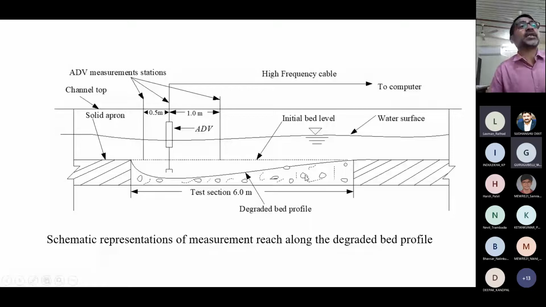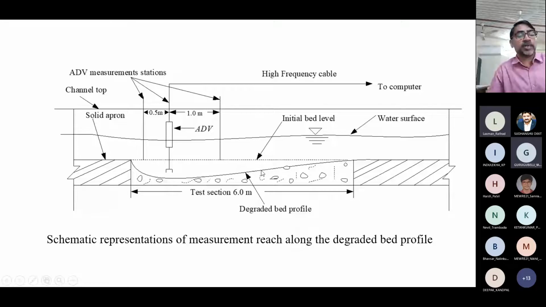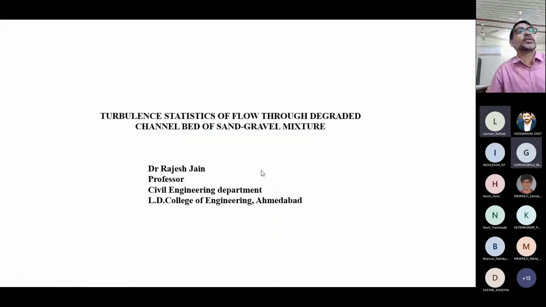So what we are discussing here is the turbulence statistics, all the turbulence characteristics which got developed in this degraded bed of the sand gravel mixture. So the preamble is confirmed. Do you know what we are going to discuss? That's what I have just taken from meanwhile. Yes, sir. Right? So the submission is that whatever degraded profile is developed, we are going to discuss the turbulence characteristics, turbulence statistics, or coordinate analysis in this degraded bed. So this we will keep in mind. Now I'll go back to my initial slide.